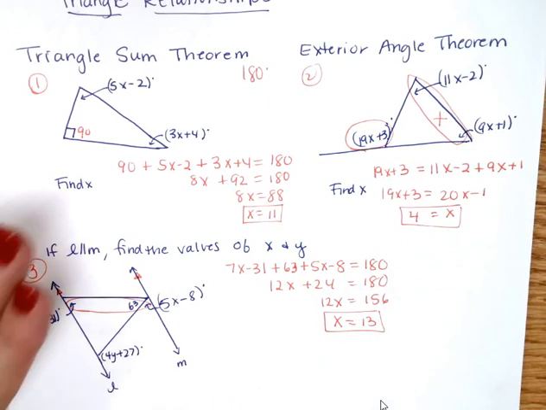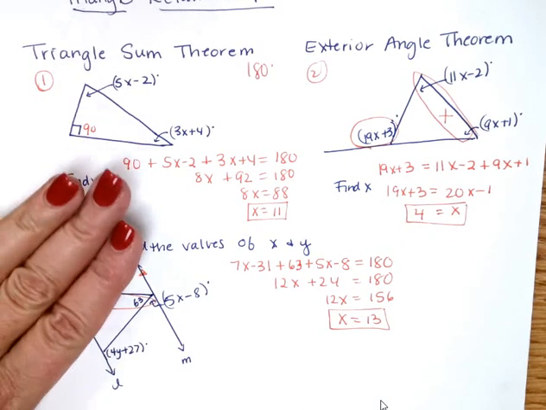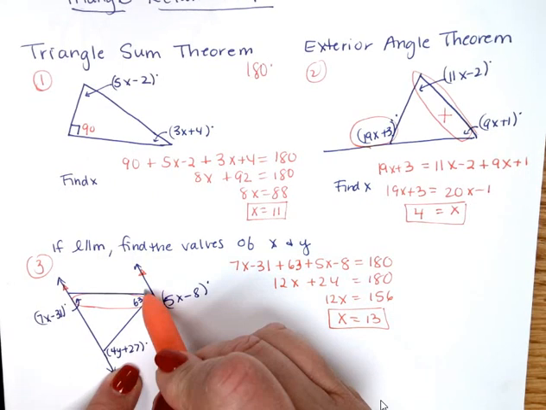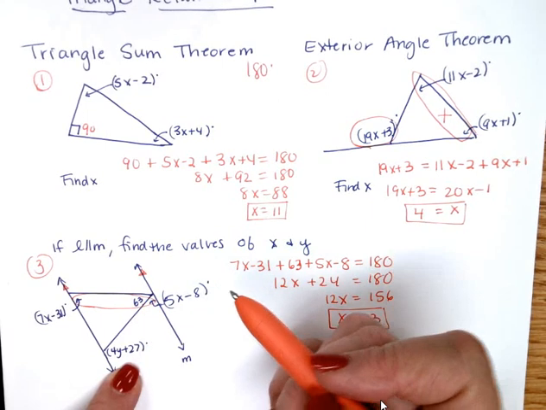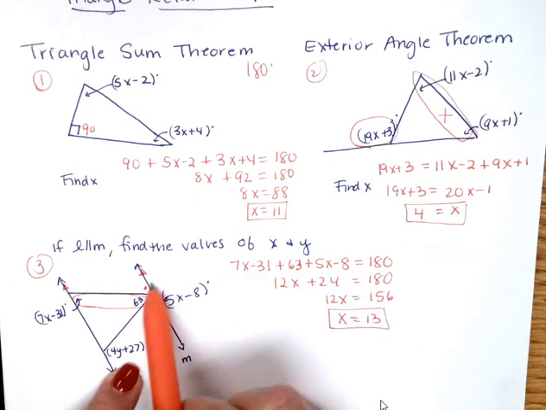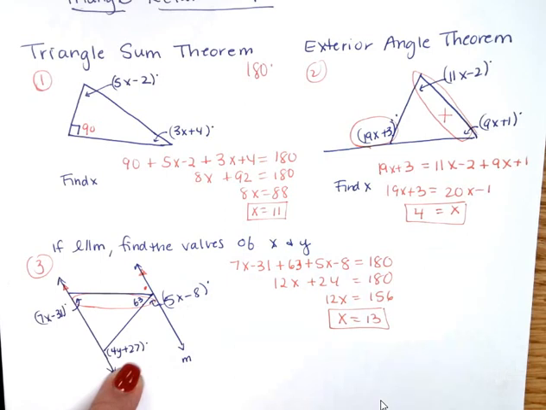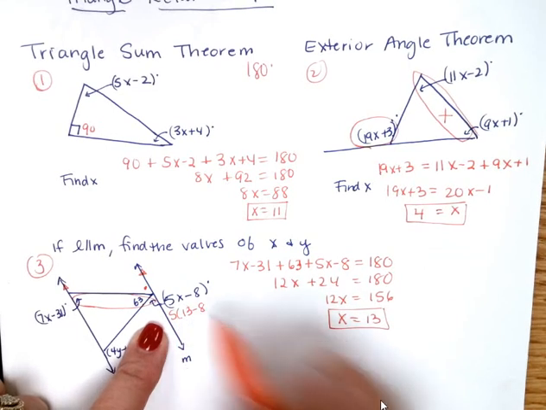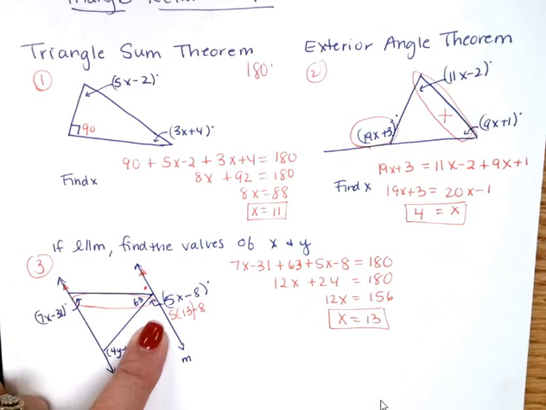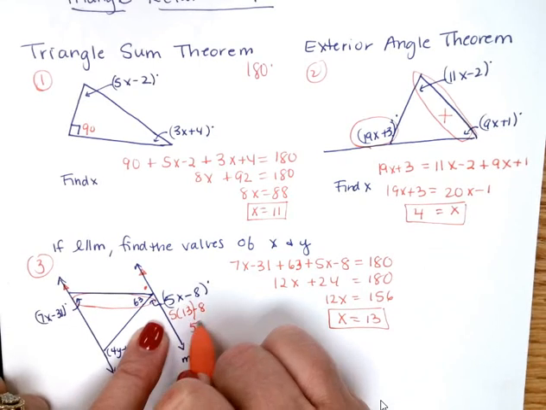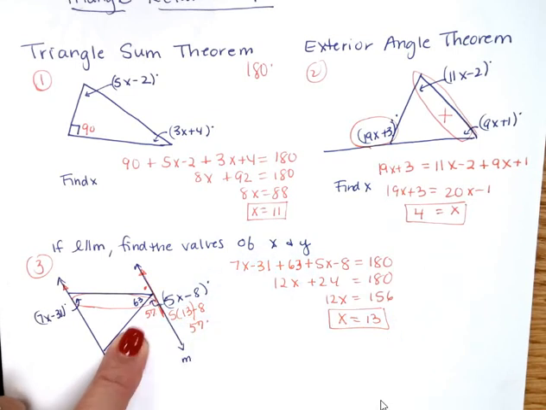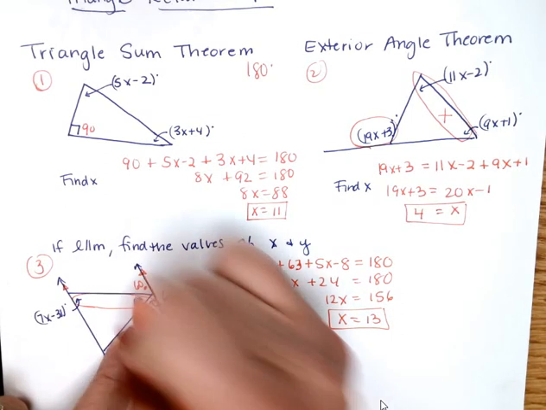Now I can use that information to find y. Still going with my parallel theme right here, when I'm looking at y, y and this whole angle are alternate interior, but I can find this angle here first, because it'll be 180 since it's a line. So let's figure out what this angle is first. 5 times 13 minus 8, so that's 57 degrees right here. I know this whole thing, because it's a straight line right here, has to be 180 degrees. So 180 minus the 57 minus the 63 should be 60 degrees right here.